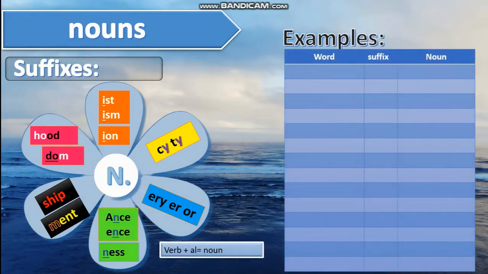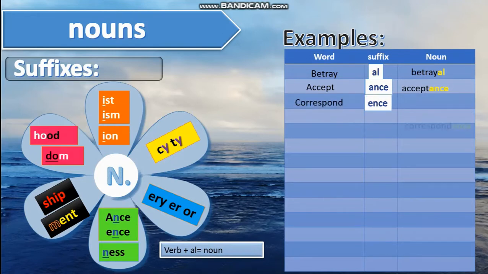Examples. Betray, by adding the suffix al to a verb, it becomes a noun, betrayal. Accept, by adding the suffix ance, it becomes a noun, acceptance. Correspond, by adding the suffix ence, it becomes a noun, correspondence. Manage, by adding the suffix ment, it becomes a noun, management.